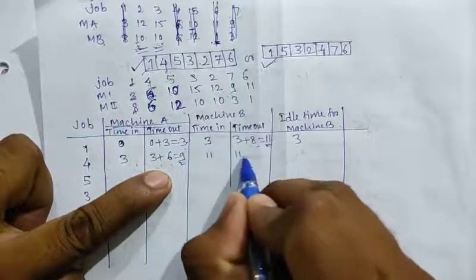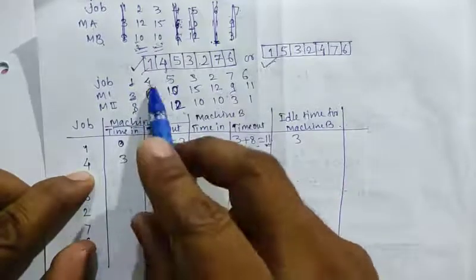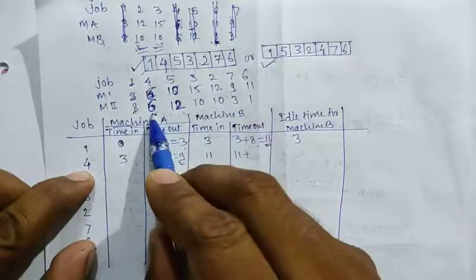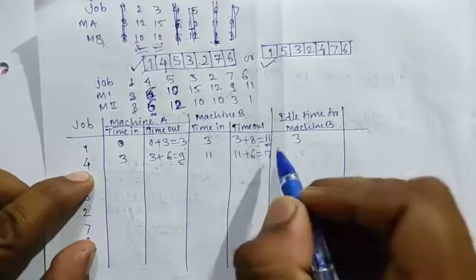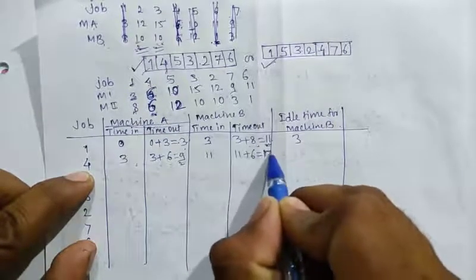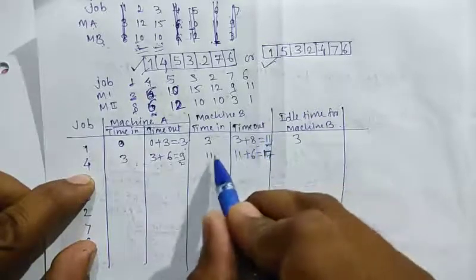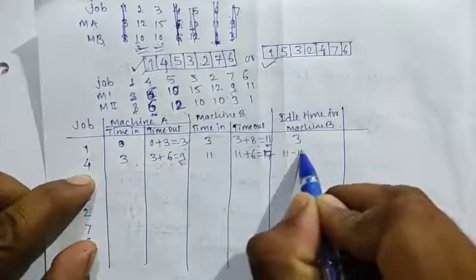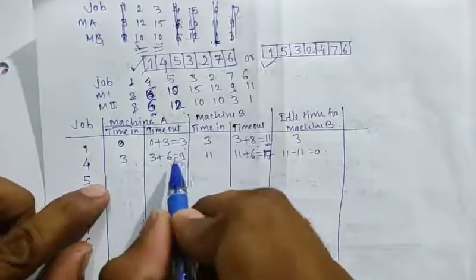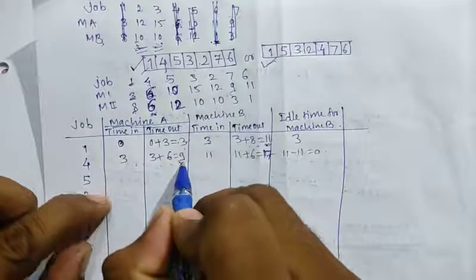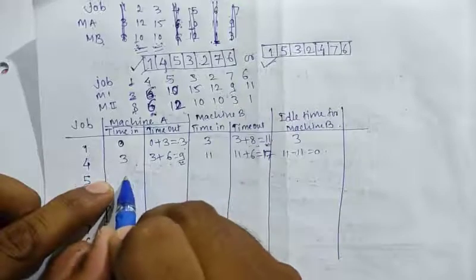So 11 plus, for the fourth job, second machine having 6 hours. So 11 plus 6, which is equal to 17. Okay, which is 17. And here the total idle time for machine B is 11 minus 11, which is equal to 0.